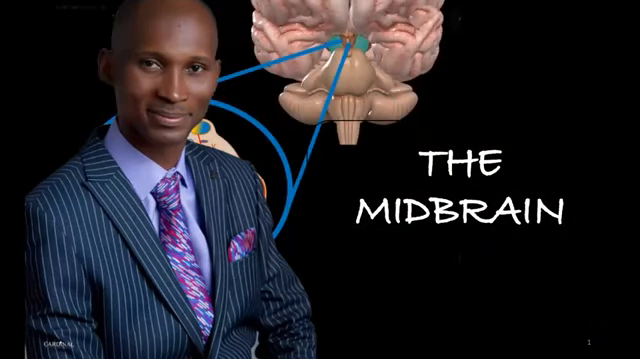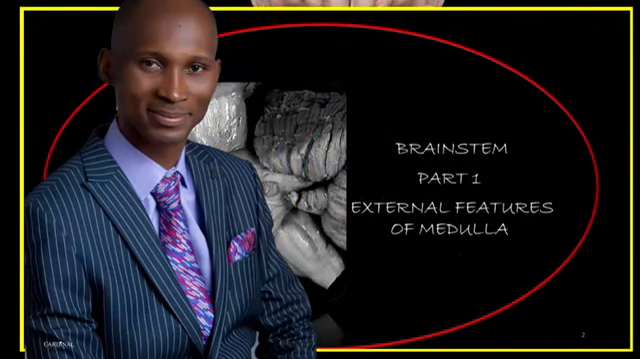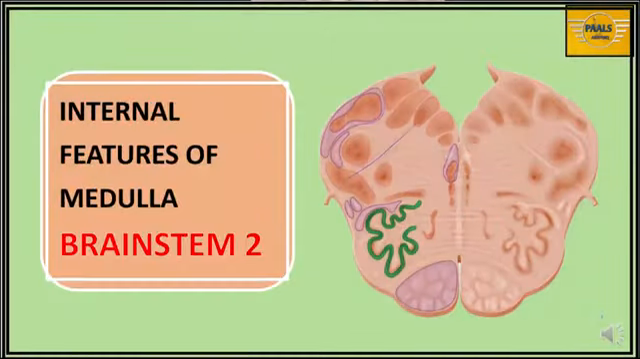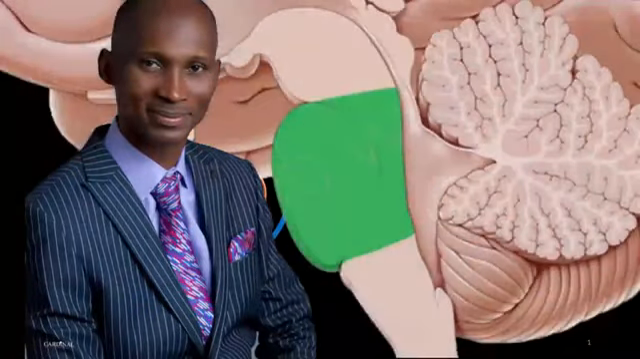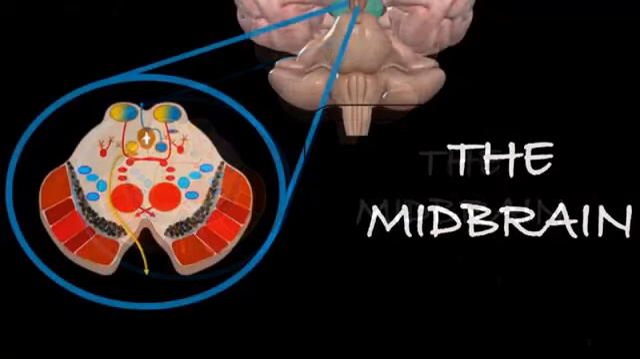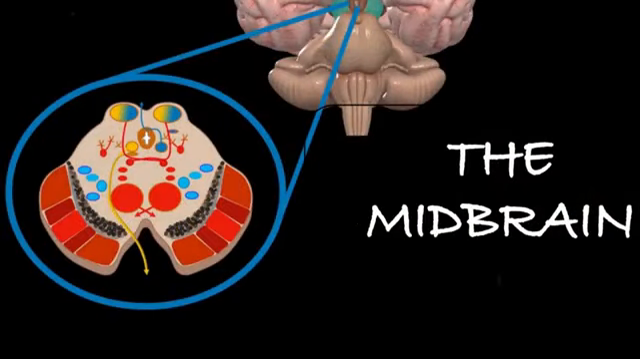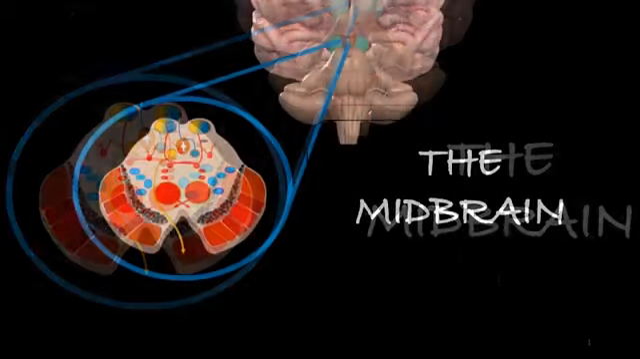So in today's lecture, we'll be considering the last part of our series on brainstem. We did Part 1. In Part 1, we considered the general features of brainstem and also the external feature of medulla. In Part 2, we looked at the internal features of medulla and related clinical anatomy. In Part 3, we looked at the internal and external features of the pons. And in this Part 4 you're watching, we are going to consider the internal and external features of the midbrain. So, let's go to class.